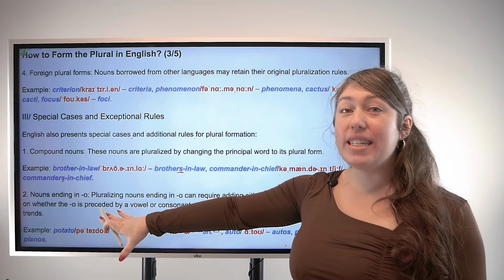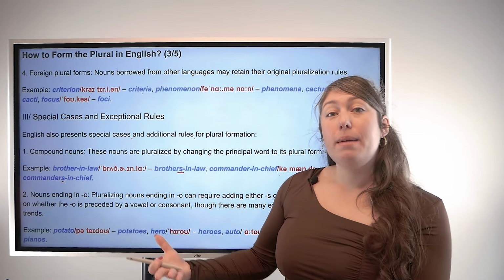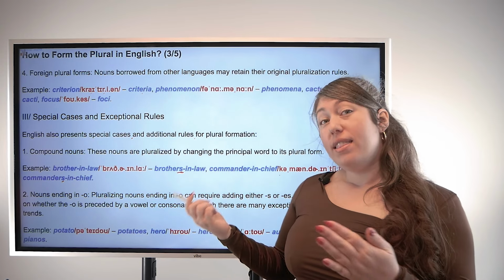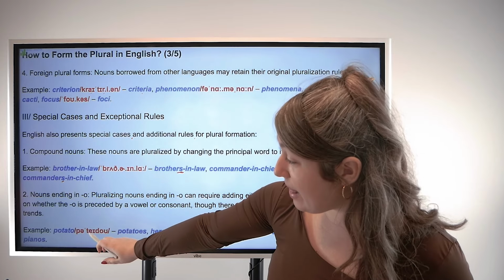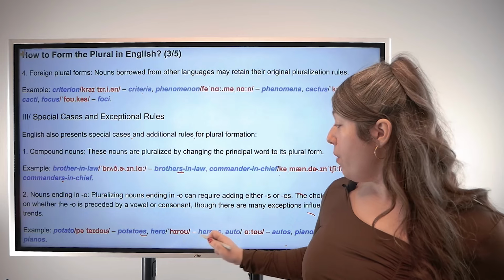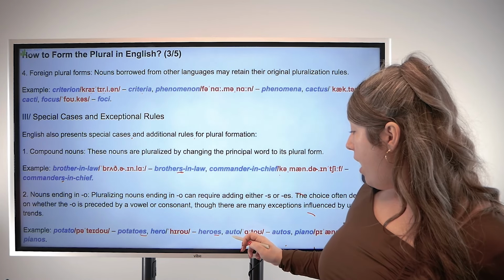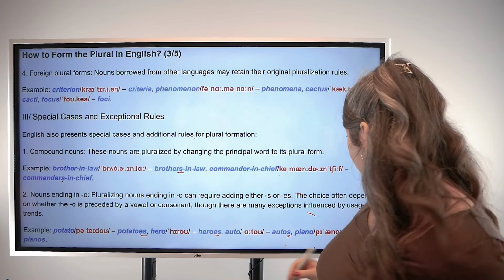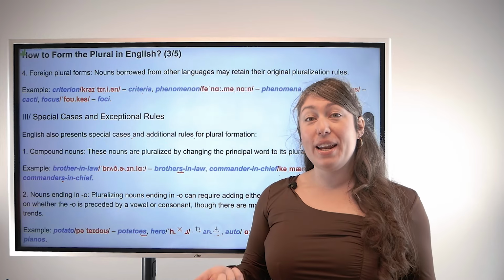And then we have nouns that end in O. Pluralizing nouns that end in O, sometimes we just add an S and sometimes we add an ES. But the trick to this is memorization. So here you can see that potato, we add ES, becomes potatoes. Hero, we add ES, becomes heroes. But auto, we simply add an S to make it autos. And piano, we simply add an S to make it pianos.